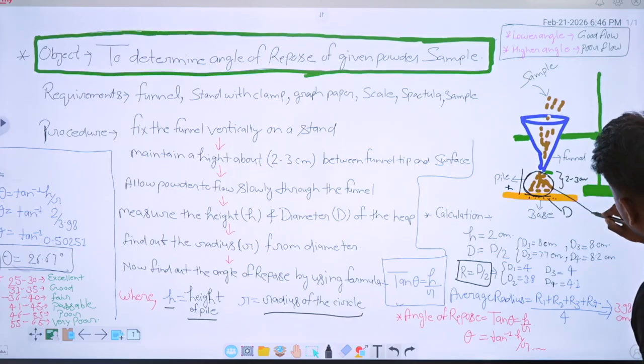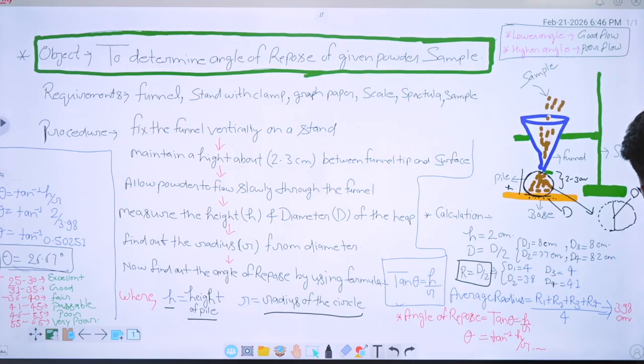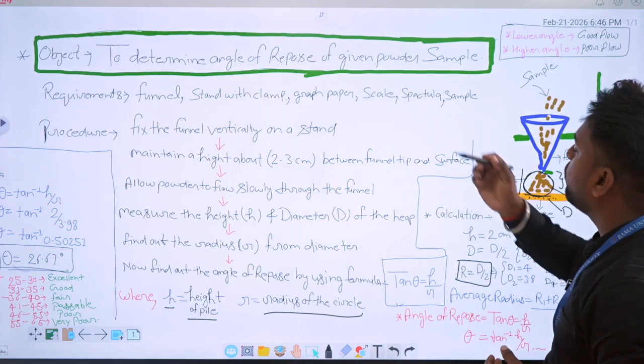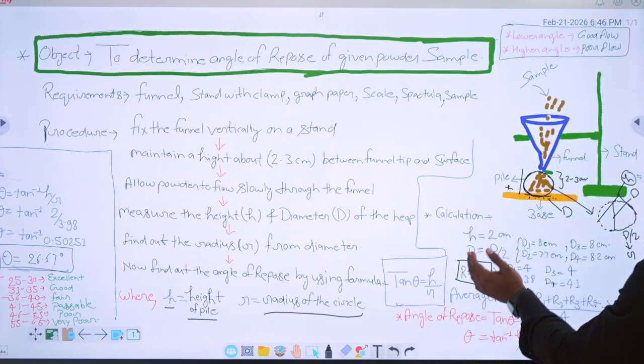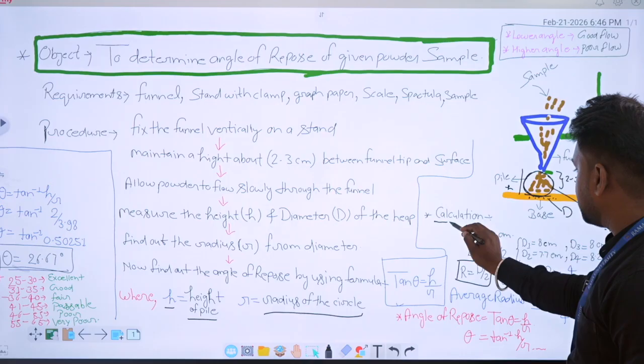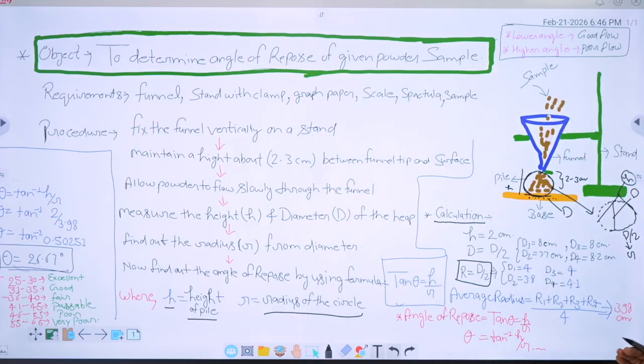I am showing, just like you draw a circle with a pencil, you can get the diameter d, and half of d is the radius. A pile is also formed, and that is your h. We have to find these two values to calculate the angle of repose. Now we have these two values. I am going to put the values into the formula. So let's see the calculation very carefully.